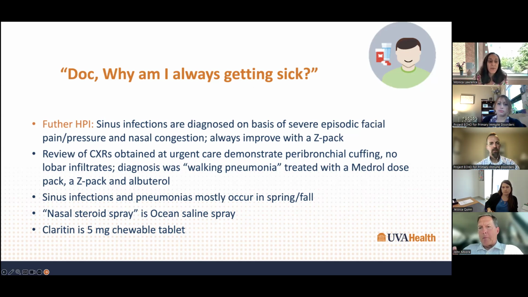When you ask about timing, those sinus infections and pneumonias were mostly in the spring and fall. When you ask them to show you that nasal steroid spray they're using, it's actually saline spray, Ocean spray, right? So sometimes patients think it's one thing and it's not. And the Claritin is only the pediatric dose, the 5 milligram chewable, right?